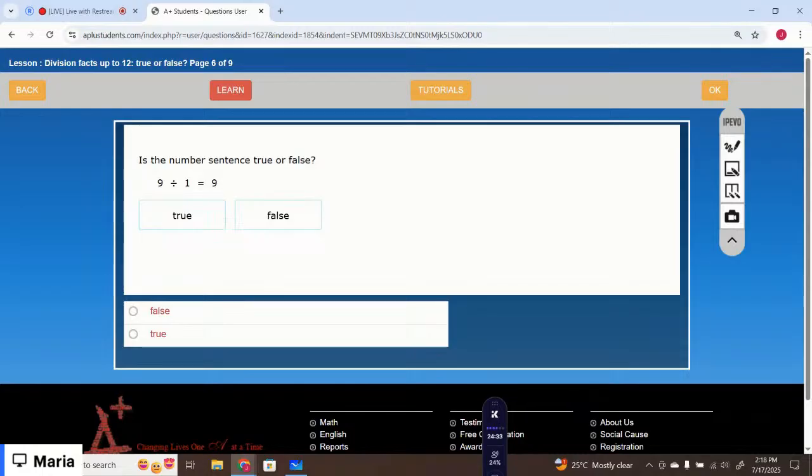Is the number sentence true or false? 9 divided by 1 is 9. So which is the correct option? True it is. Option number 2 is the correct option. That would be true.